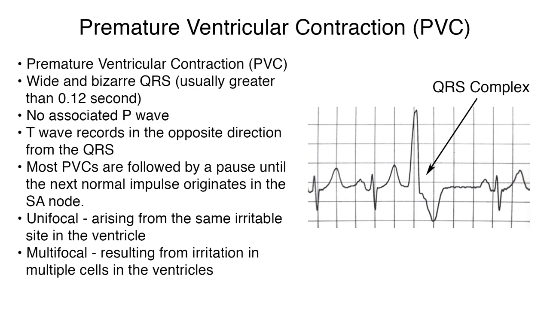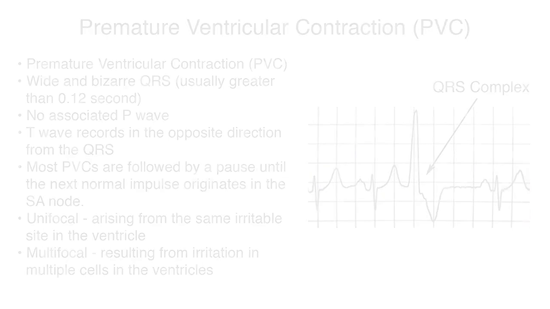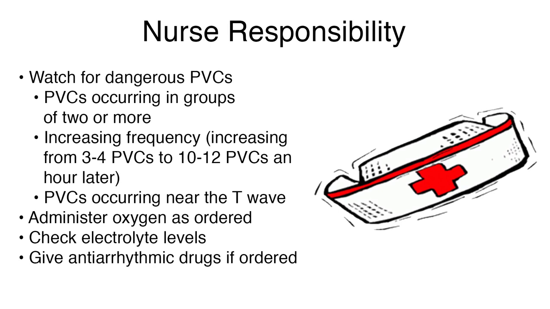PVCs can be unifocal, arising from the same irritable site in the ventricle, or multifocal, resulting from irritation in multiple cells in the ventricles. It is the nurse's responsibility to watch for dangerous PVCs, which include PVCs occurring in groups of 2 or more, increasing frequency, such as increasing from 3 to 4 PVCs to 10 to 12 PVCs an hour later, or PVCs occurring near the T wave. The nurse will administer oxygen as ordered, check electrolyte levels, and give antiarrhythmic drugs if ordered.